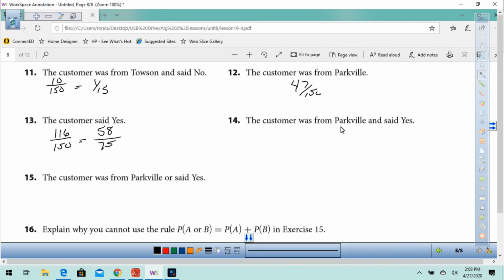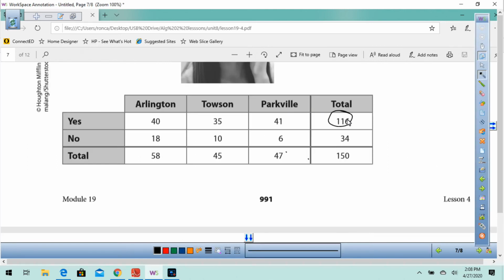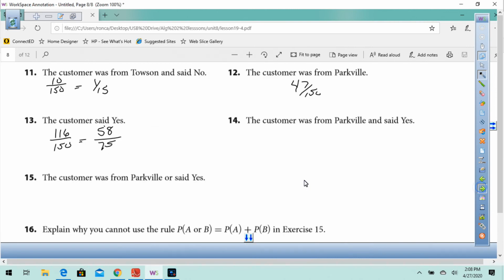The customer was from Parkville and said yes. Parkville is this column. Yes is that row. We got a total of 41. So that would be 41 over 150.